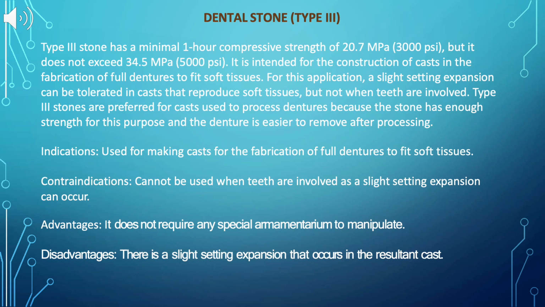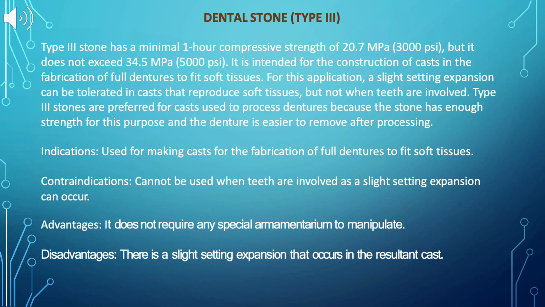For this application, a slight setting expansion can be tolerated in casts that reproduce soft tissues, but not when teeth are involved. Type 3 stones are preferred for casts used to process dentures because the stone has enough strength for this purpose and the denture is easier to remove after processing.